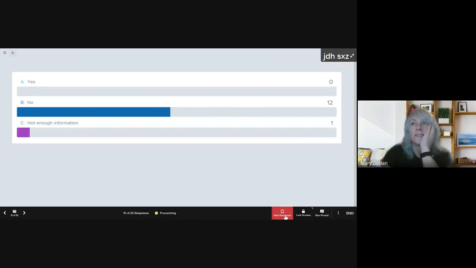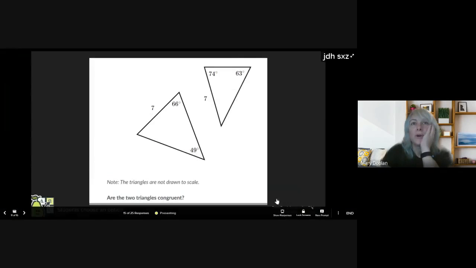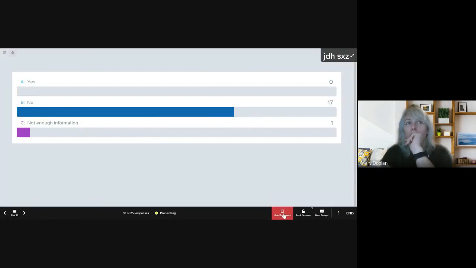Okay. 13 of you said no. So, side, angle, angle, side. Well, those aren't even close to the same angles. 66, 49, 74, 63. We don't even have a pair of matching angles to even consider that the third angle would be the same. So these are not congruent. So no is the correct answer.